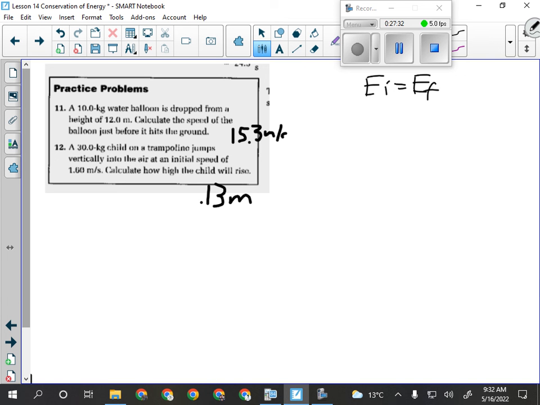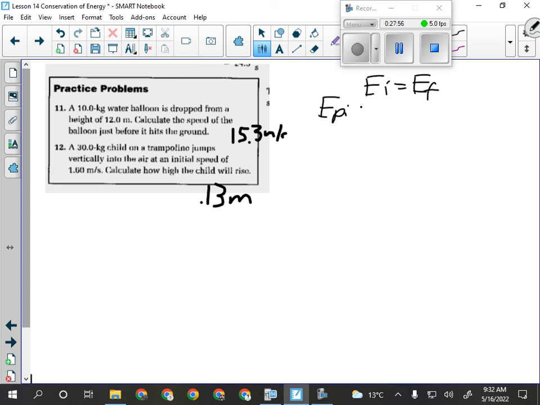Okay? So if you see the word work, or you're given force, or there's any mention of a change in energy, then it's a work energy theorem question. Okay? But if it's a conservation of energy question, it's not going to give you force. It's not going to mention work. Okay? And there's not going to be a change in mechanical energy. All right, so initially, we're dropping the water balloon. So we'll set this up like we always do.